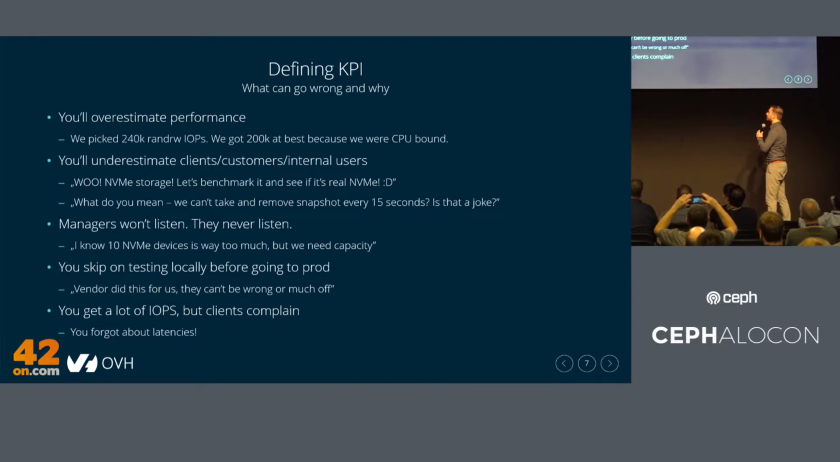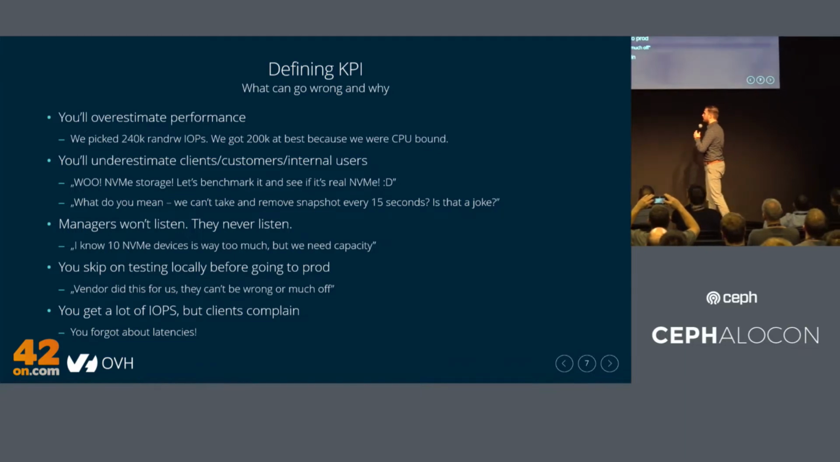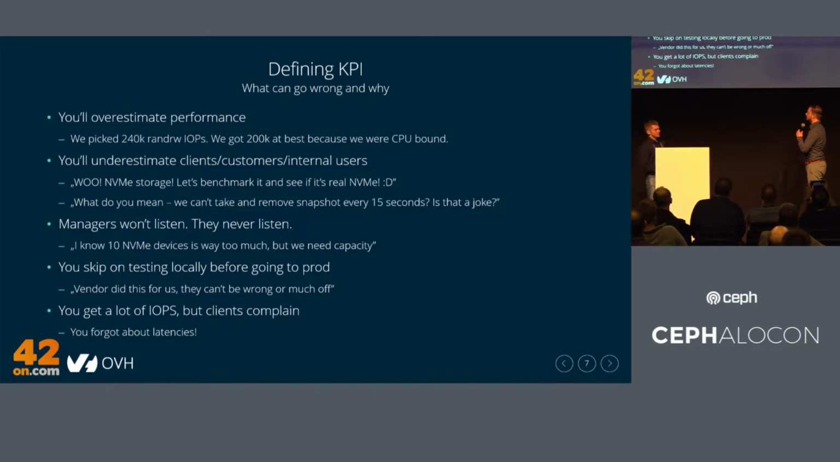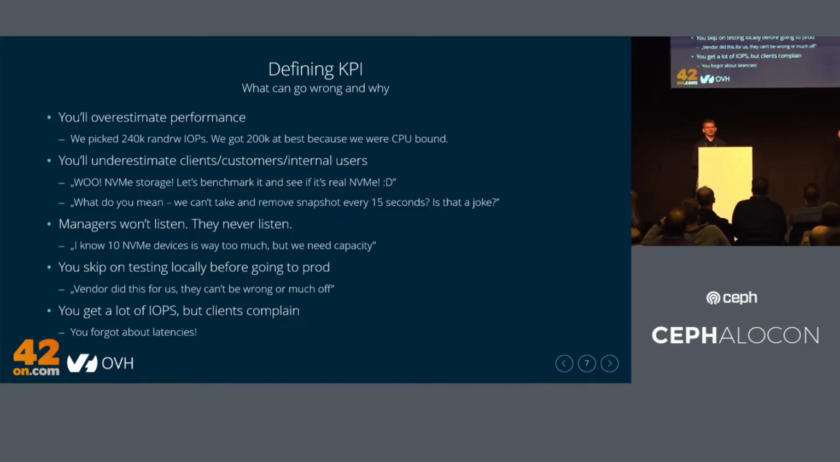So when defining KPIs, you will get them wrong, as I said. So what can go wrong specifically? For example, we picked 240 random read-write IOPS, and we couldn't achieve that because we were CPU bound, and we couldn't imagine that at the time. So picking too much IOPS is one of the issues.